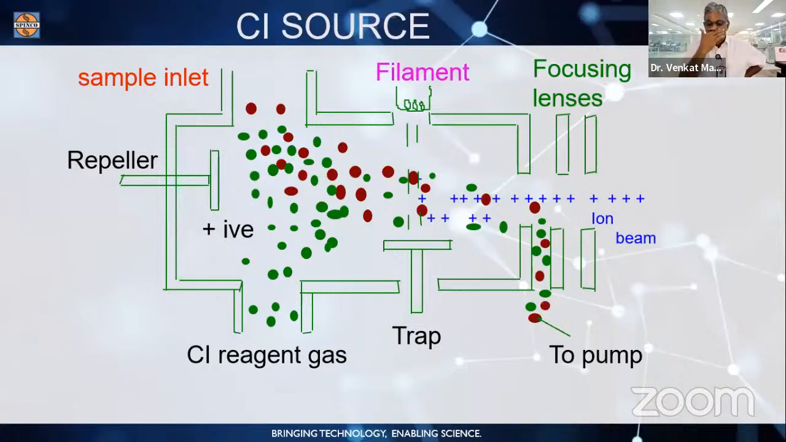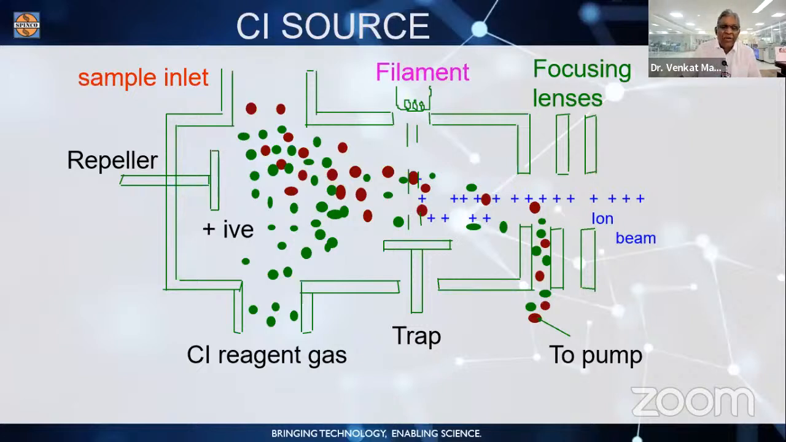Now, I do not know whether the fragment ion I got is a molecular ion or something else. If that is the case, is electron ionization the best technique? No, it's a complementary technique. You have one more technique called chemical ionization. What does it do? Very simple. You make the ionization soft. What do you mean by soft?